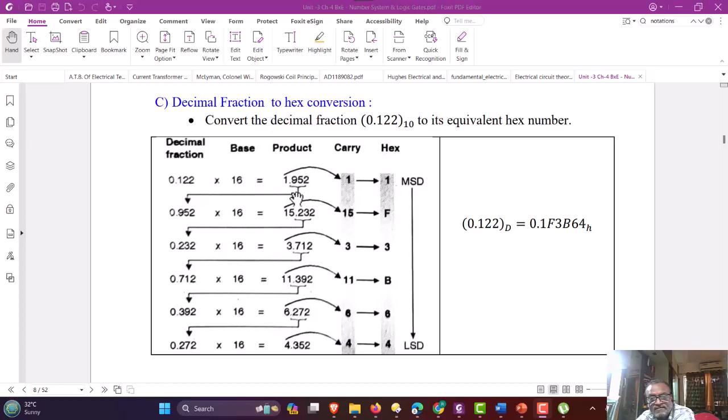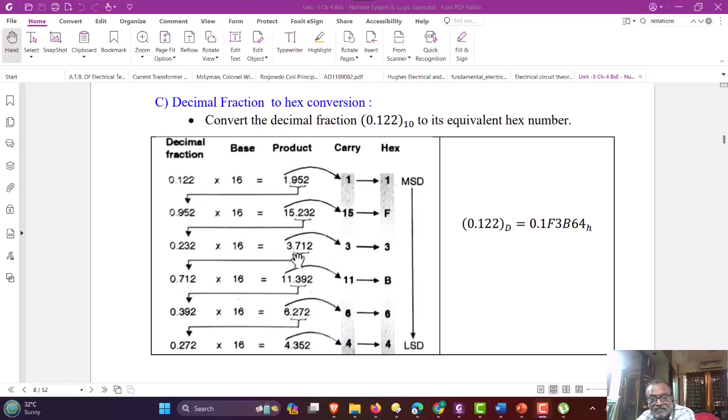Then in the product, the remainder, that is the carry, will be noted, and the remainder, or fractional part, will be taken in the next successive multiplication. Again, a product will be generated. Here 15 will be the carryover and 0.234 is the remainder portion, the fractional part. This fractional part will be taken again and multiplied by 16 again.